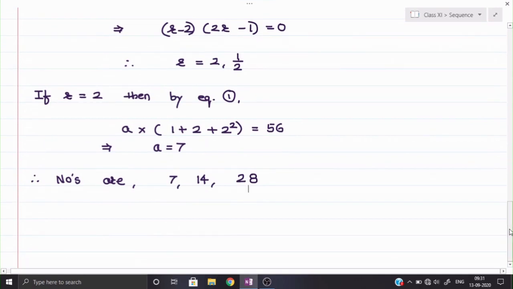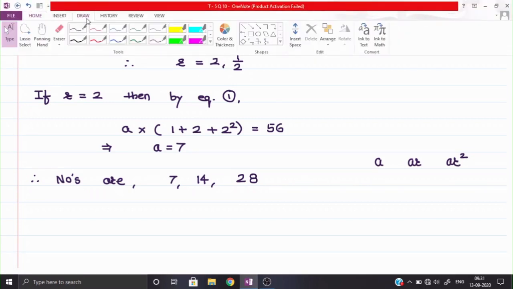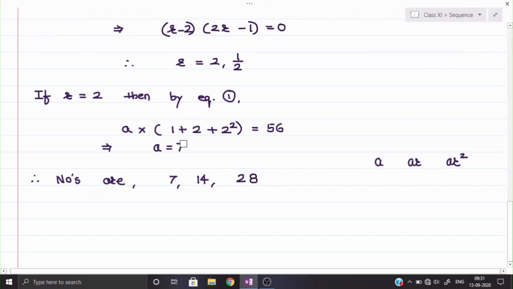So somewhere I think we are making a mistake. The sum is coming 21, we require 28. So our numbers are, once we check, a, ar and ar square. So a means it is coming 1 plus 2 is 3, 3 plus 4 is 7. Oh, the value of a I wrote by mistake. It is wrong. The value of a is coming here 8. In a hurry I wrote 7. 7 8s are 56. Correct.